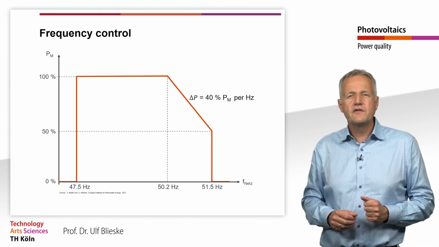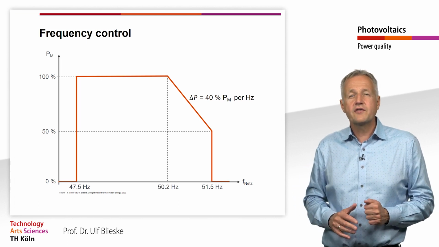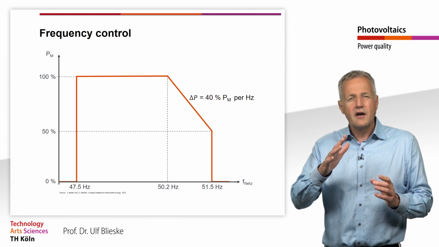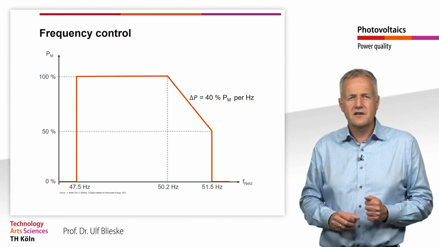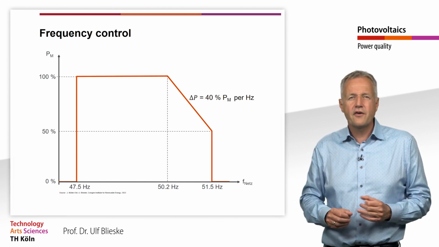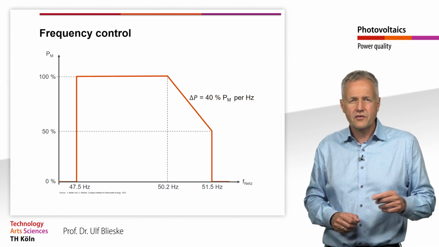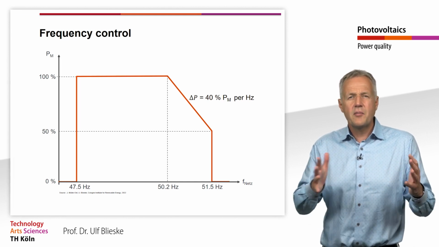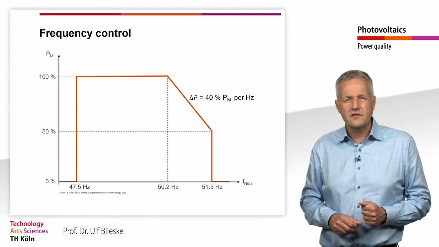In Germany, PV inverters must therefore throttle their output above a grid frequency of 50.2 Hz using a linear characteristic curve. Above a grid frequency of 51.5 Hz, the system must disconnect completely from the grid. The same applies to an under-frequency below 47.5 Hz.